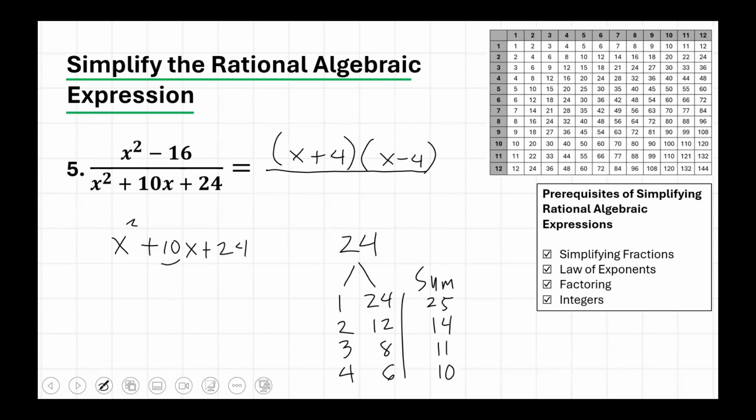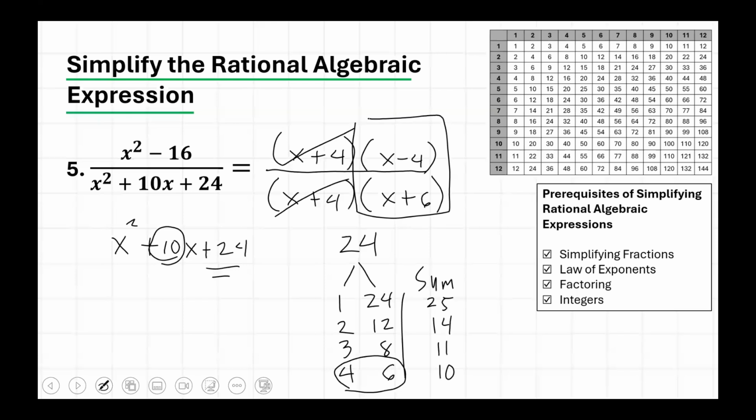So since 10 is the middle term, we're going to use these factors. So we have x plus 4 multiplied by x plus 6. And we will not have any negative sign here because the 24 is positive. Now that we have factored out the numerator and denominator, we can see that x plus 4 is common. So therefore, your final answer is x minus 4 over x plus 6.